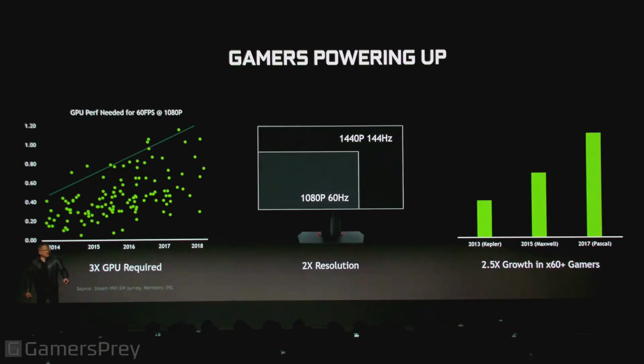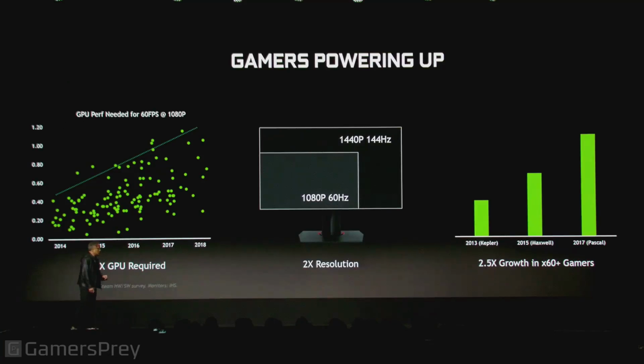Well, turns out gamers need more performance than ever. If you plotted out all of the games that we have in GFE, these are all the games that our GeForce gamers are playing over the last several years. In order to sustain 60 frames per second at 1080p, you would have to triple the amount of computational capability over the course of the last 4 to 5 years. Meanwhile, resolution has increased from 1080p 60 hertz to 1440p 144 hertz, which is the reason why if you take a look at the number of 60 class gamers, they continue to grow over the last several years. In fact, it almost tripled over the last several generations in the last 4 years.